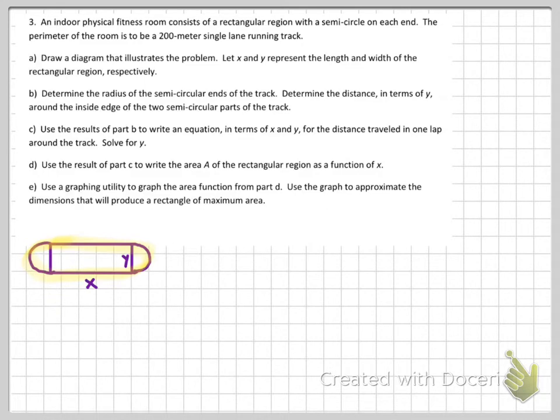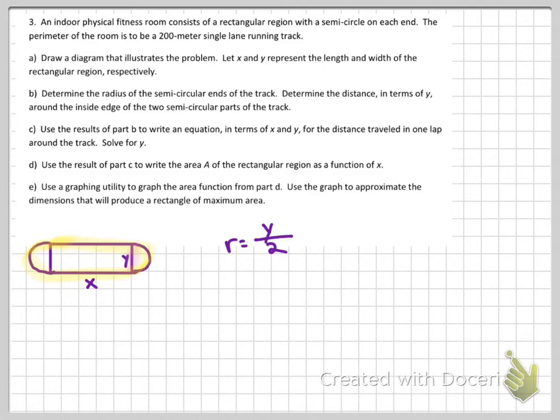Okay. Determine the radius of the semicircle ends of the track. Well, looking at my picture, I have y going all the way across the circle. If it goes all the way across the circle, it's the diameter. So then what's the radius? Radius is going to be y divided by 2, right? Half the diameter.